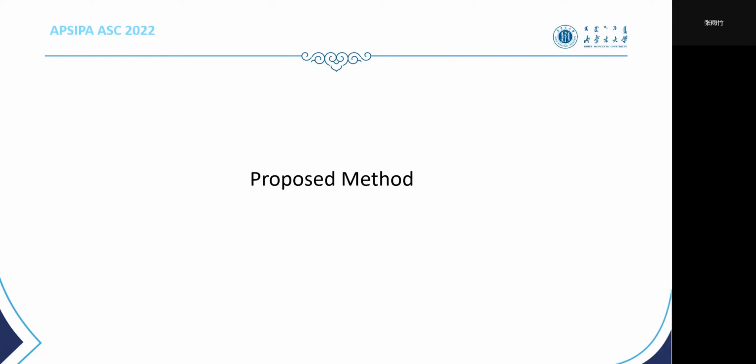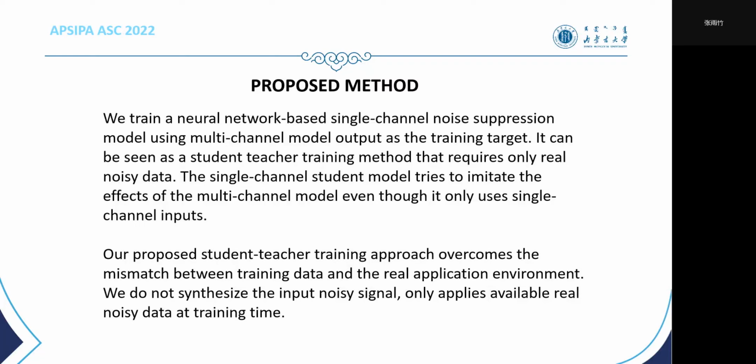The next one to be introduced is the proposed method. We train a neural network-based single-channel noise suppression model using the multi-channel model output as the training target. It can be seen as a student-teacher learning method that requires only real noisy data. The single-channel student model tries to imitate the effects of the multi-channel model even though it only uses single-channel inputs.